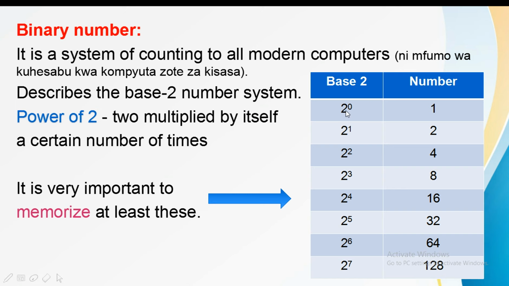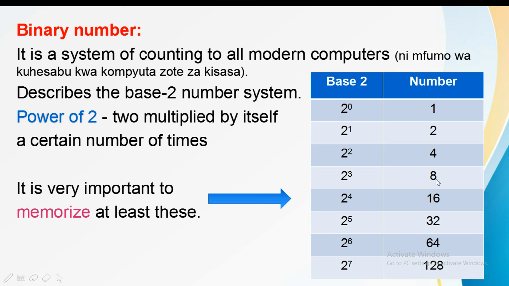Base 2 to the power of 0 is 1. 2 to the power of 1 is 2. 2 to the power of 2 is 4. 2 to the power of 3. When you say 2 to the power of 3, we mean 2 times 2 times 2. Yani 2 3 times. Ndio 8. 2 to the power of 4 is 16.